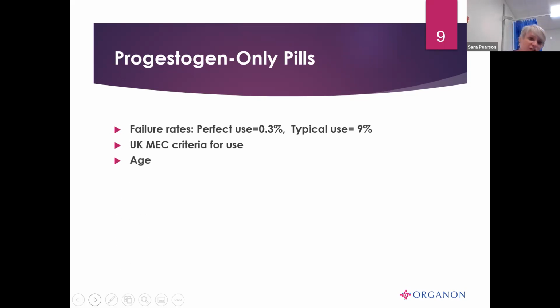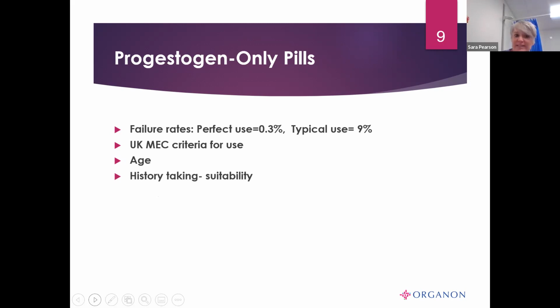Age range, so lower age range, same as I've mentioned with the COC. If you've identified somebody very young and they're Fraser competent, you can start them at 13, 14. It's not ideal, but it will prevent that unplanned pregnancy if they've got a lot of other issues going on. And then with your progestogen methods, up to the age of 55.